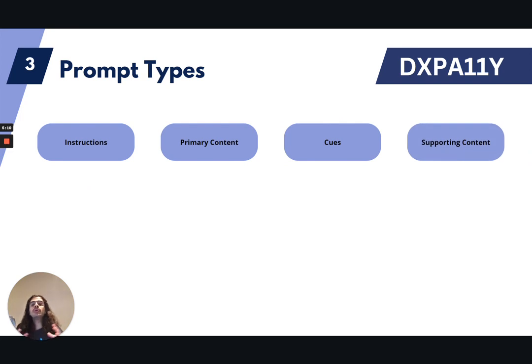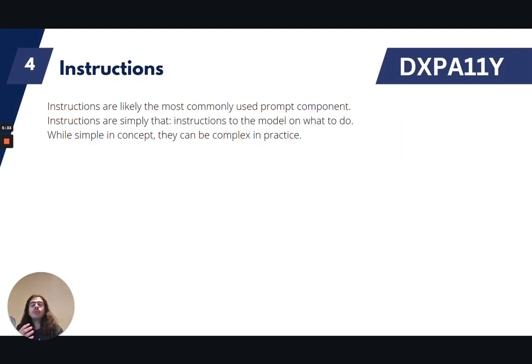Now, there are so many different prompt types, and every day people are innovating new prompt types. But there are 4 key prompt types that we need to understand because everything is based upon them. These are instructions, primary content, cues, and supporting content. Let's get started by seeing the first one. Instructions are really what we use most of the time. It's giving it guidance or an instruction that we want from it.